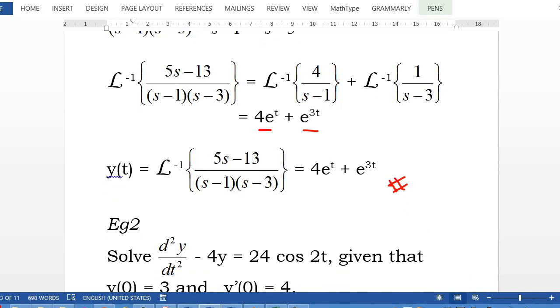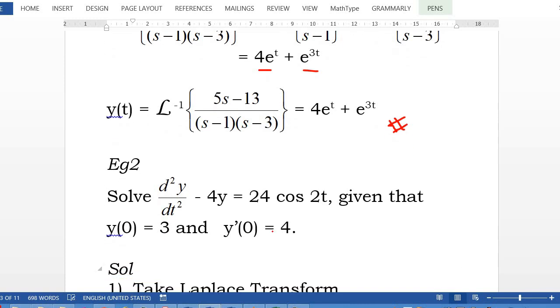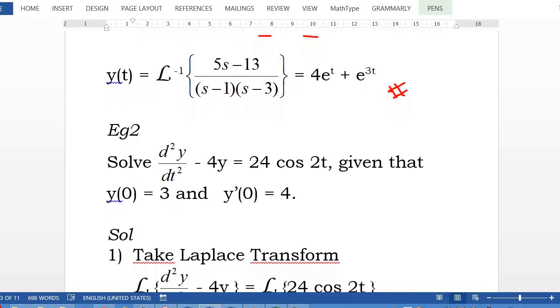Now we move to the second example. Solve d2y/dt2 minus 4y equal to 24 cos 2t, given that y(0) equal to 3 and y'(0) equal to 4.